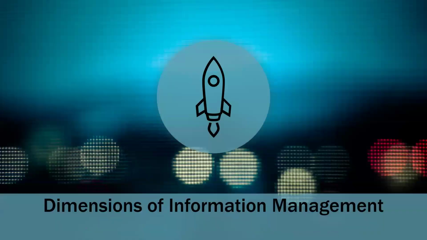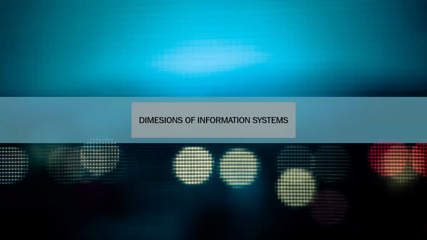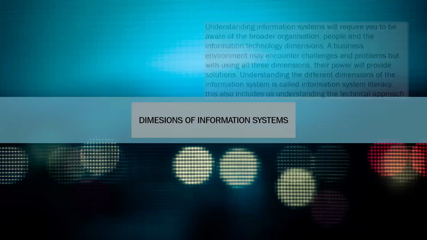Now, let's look at what we call dimensions of information management. There are three pillars that literally hold information management. So they are called dimensions. If you get a question that says what are the dimensions of information systems, then this is what we are talking about, right? So basically, the first pillar is an organization.